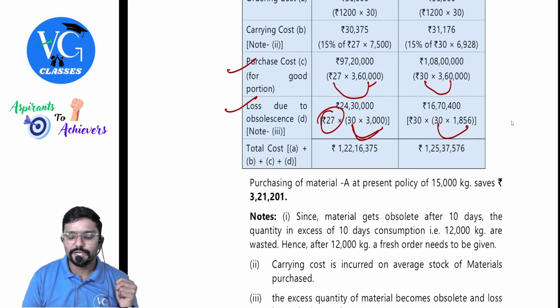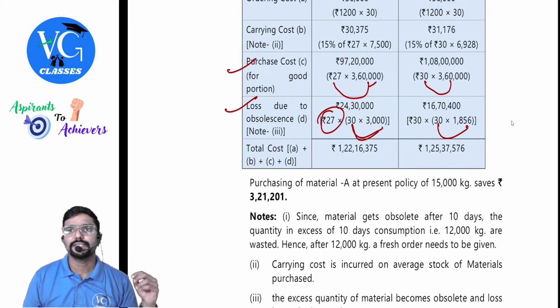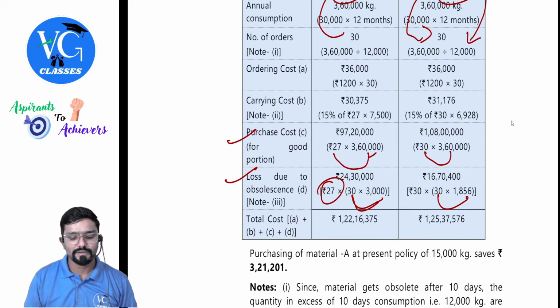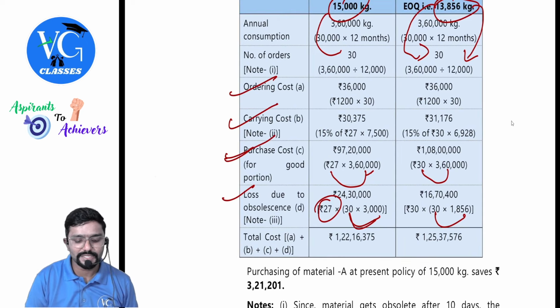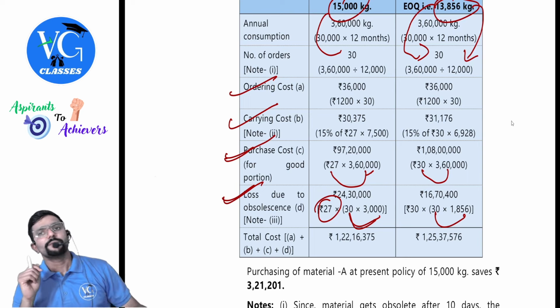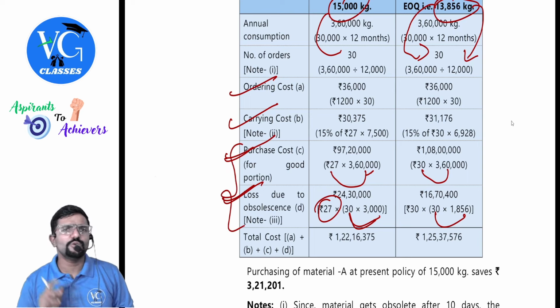Okay. How much will we get into 30? We will get 16 lakh 70,400, guys. 16 lakh 70,400. So what is the total cost, sir? Total cost is ordering plus carrying plus purchase cost plus loss. Sir, can I combine these two and write one? Yes, you can do that also.